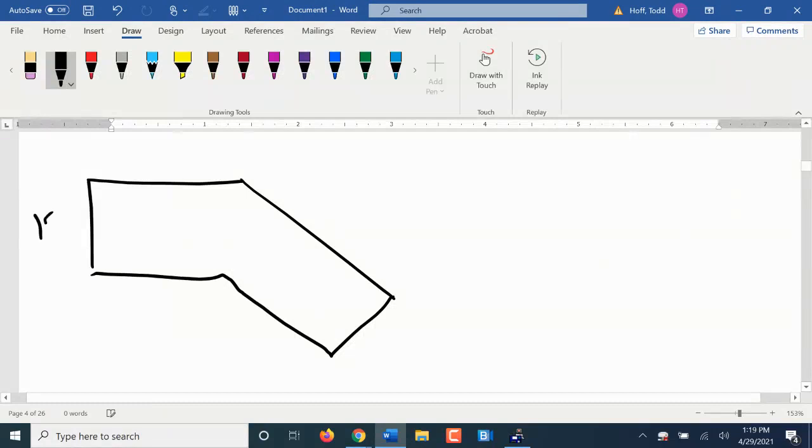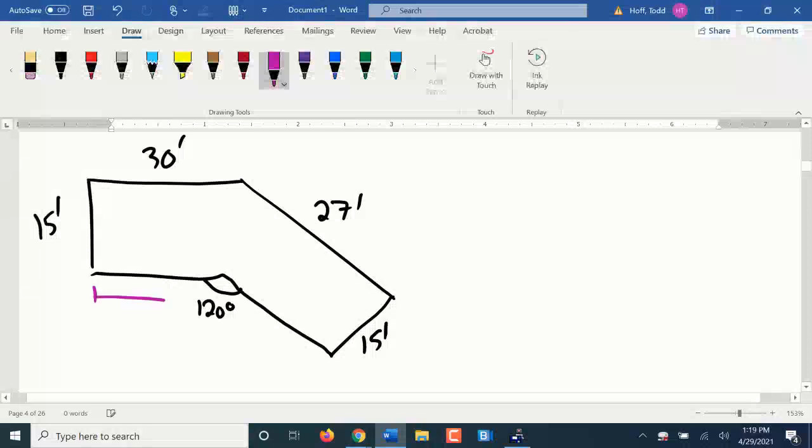So I'm actually going to do an easier version here. I'm going to have 15 feet on each side. I'm going to say that this is 30 feet and this is 27 feet. This angle here is going to be 120 degrees. I want you to find three things. I want to find X, I want to find Y, and I want to find the total area again.